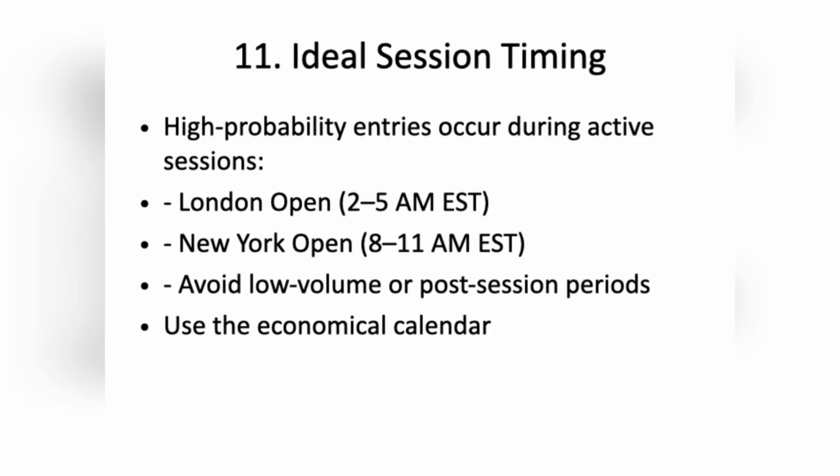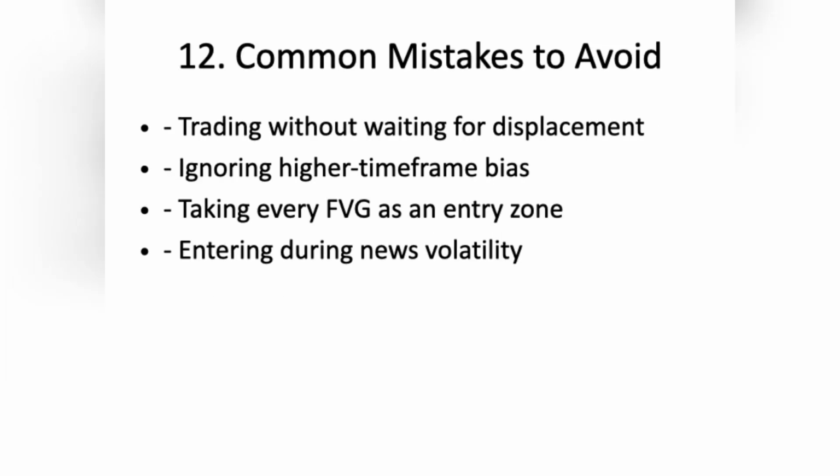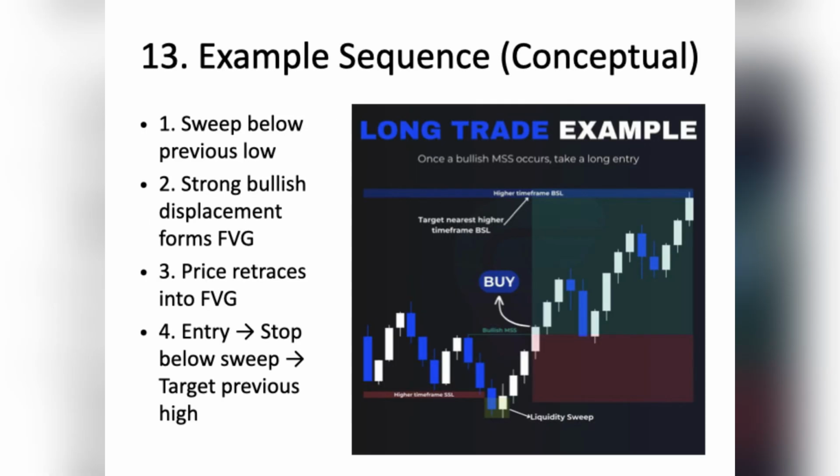And remember, timing is everything. The highest probability for this sequence to play out is during active sessions like the London or New York Open kill zones. Avoid low volume periods. Common mistakes include trading without waiting for displacement, ignoring the higher timeframe bias, and taking every single FVG as an entry. Let's visualize the sequence for a long trade.